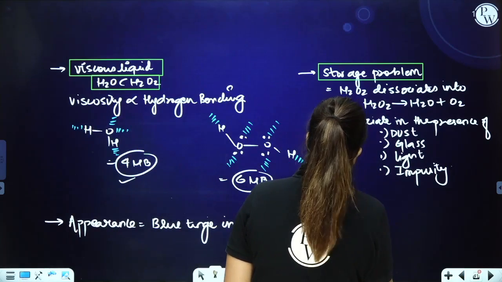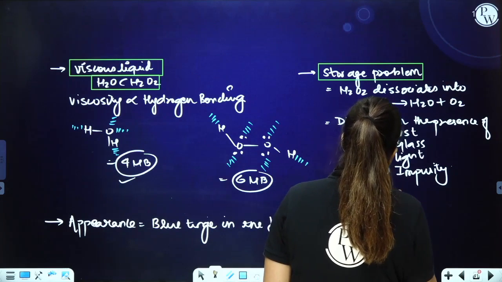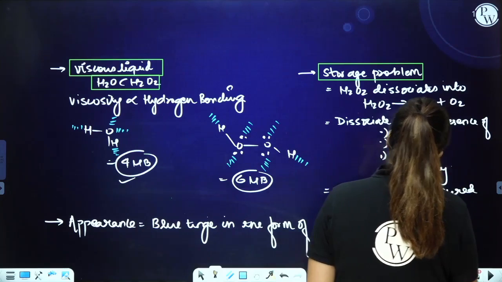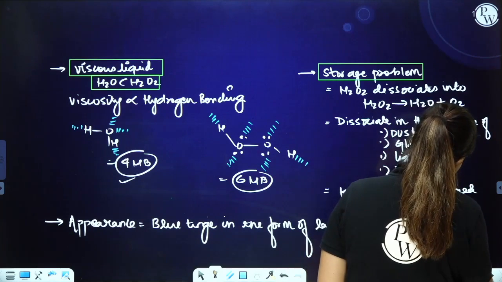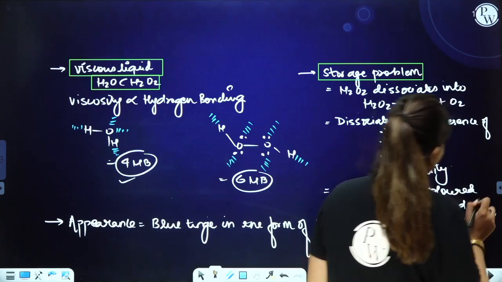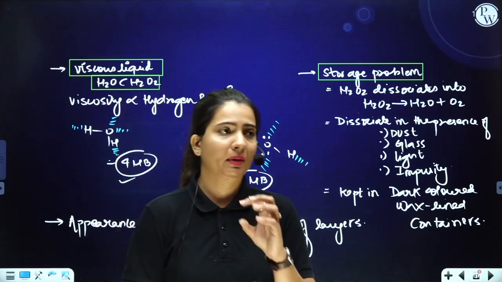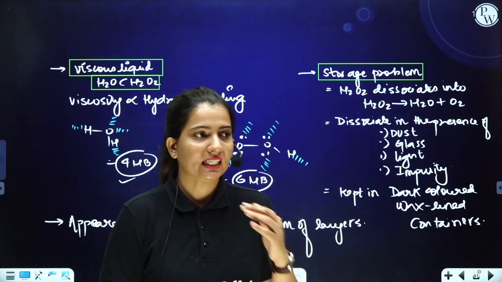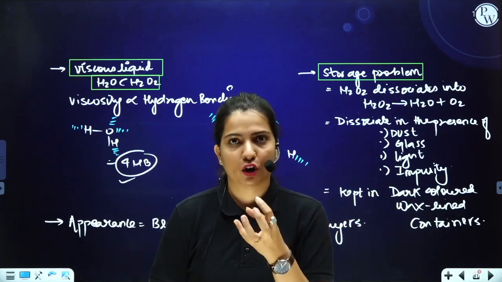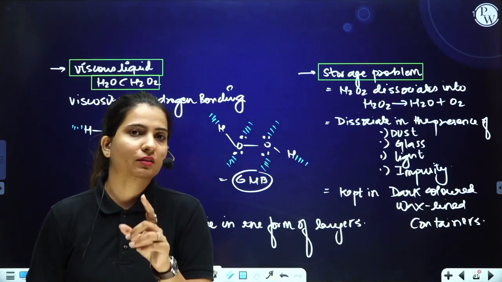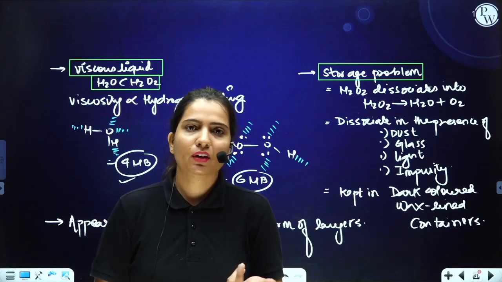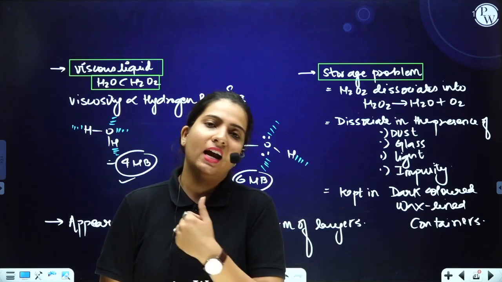That's why it is kept in dark colored, wax lined containers. Whenever you go to your lab, you will see that H2O2 is always kept at the very back of the column in which the chemicals are kept. It should not come in contact with light or dust or anything, because it will be of no use. It will dissociate into H2O and O2 in the presence of light.